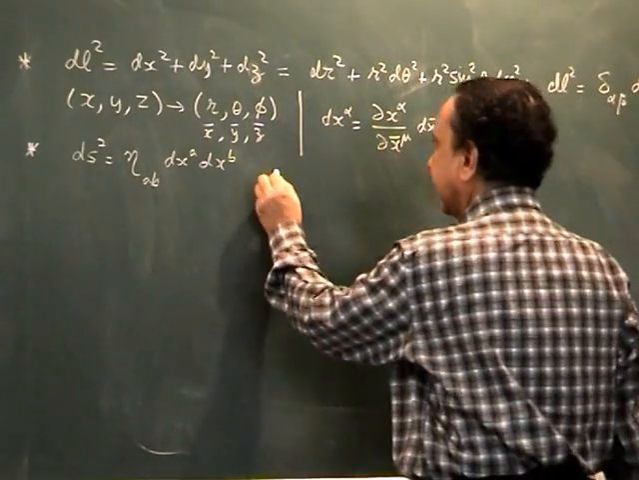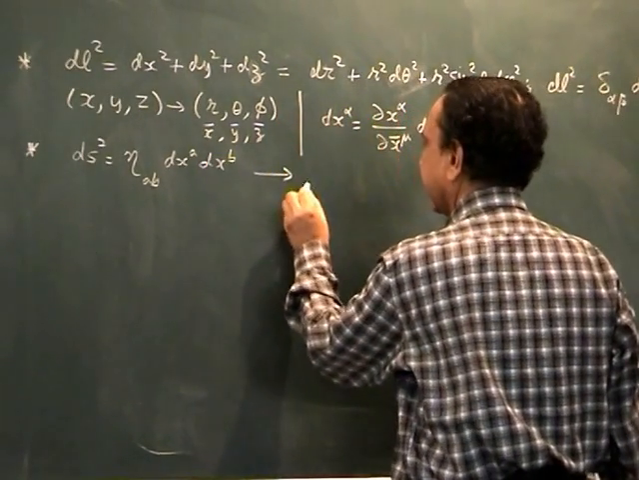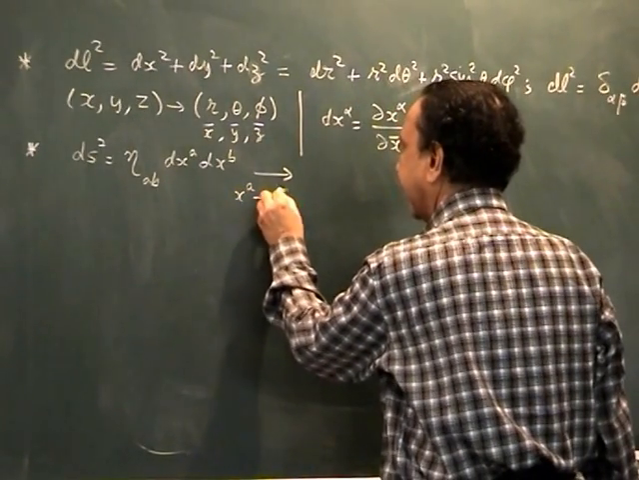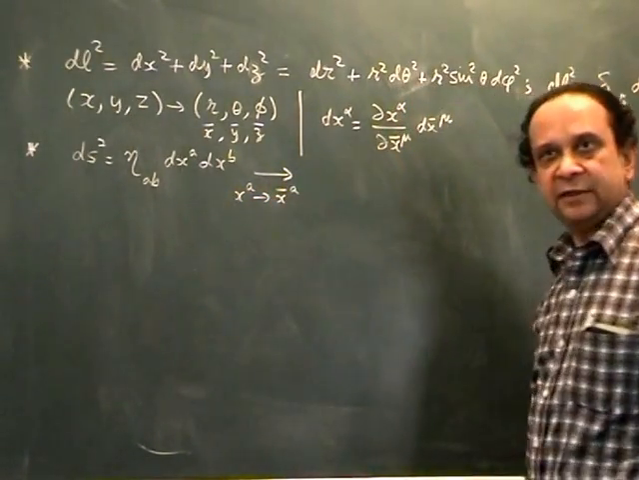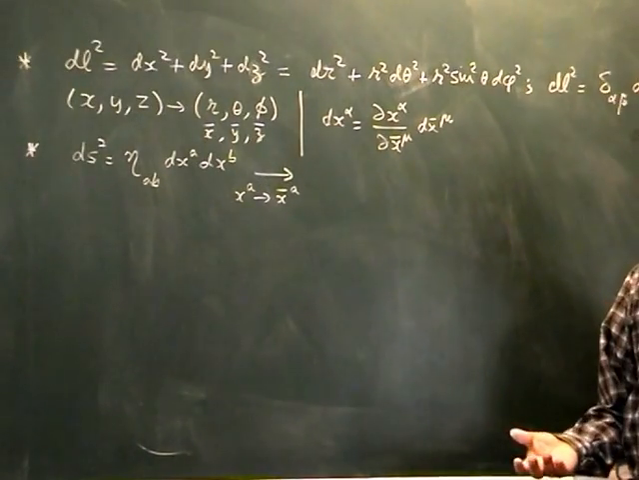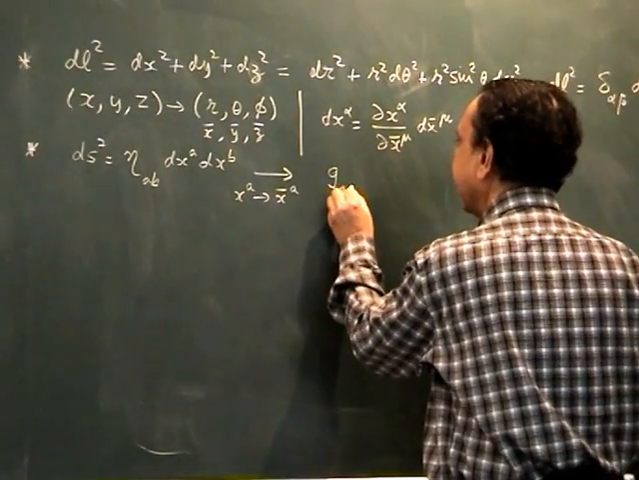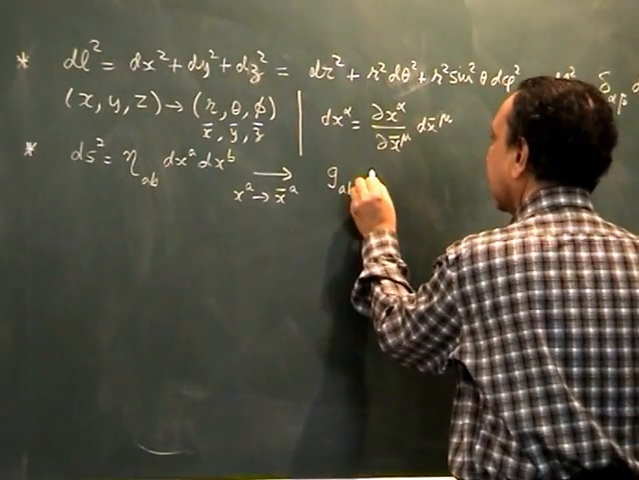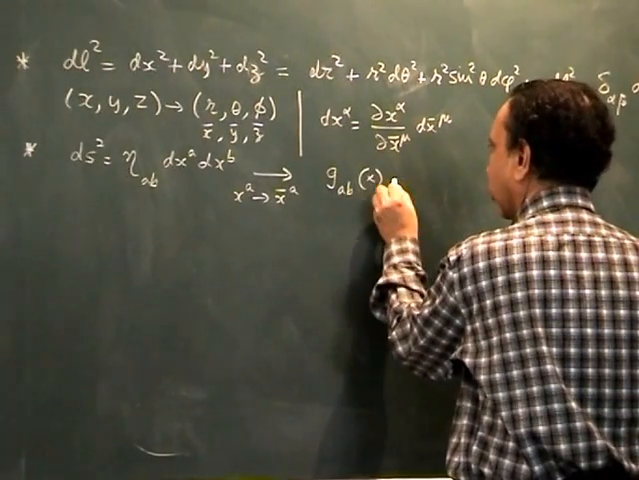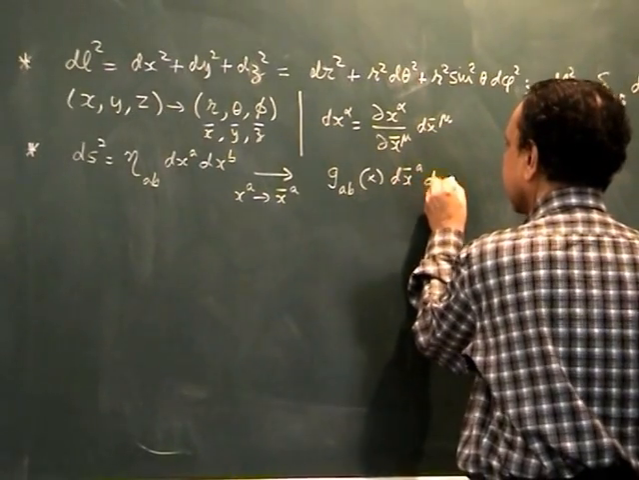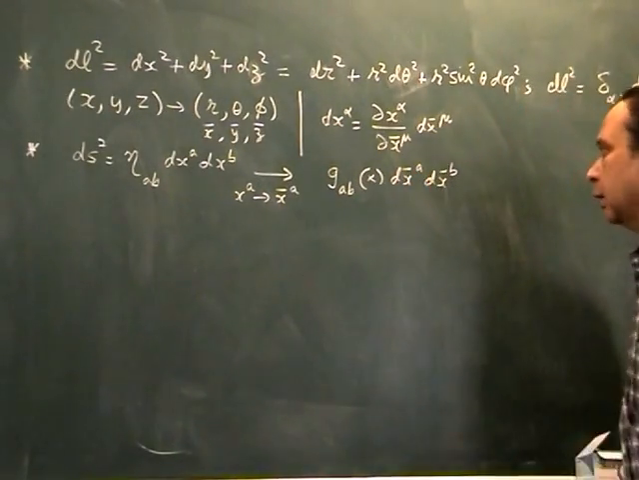And you do exactly the same kind of transformations. x^a goes to some x bar^a, which are functions of x^a, some general coordinate transformations. And then you will find that this is going to be g_ab, which will depend on coordinates dx bar^a, dx bar. This is x bar.